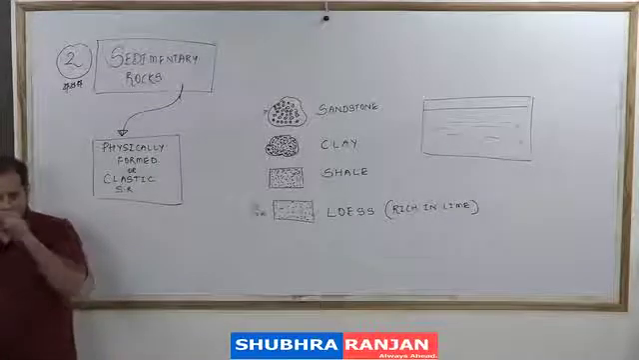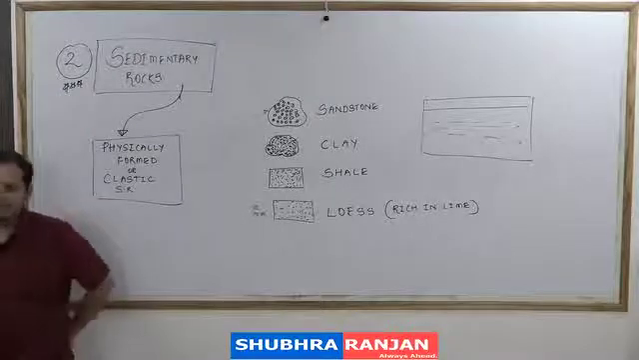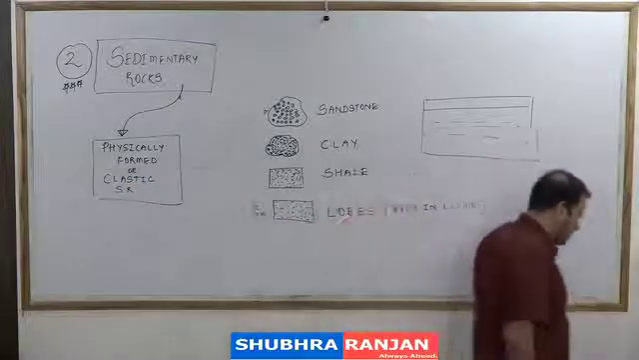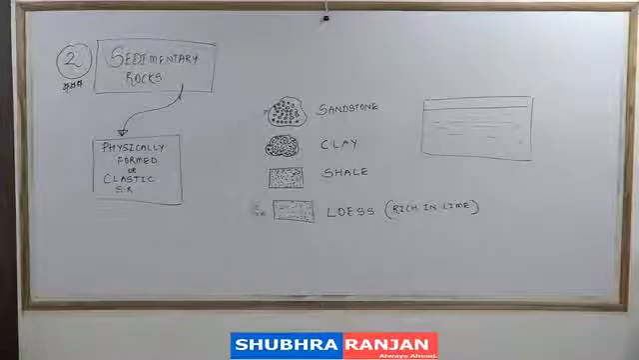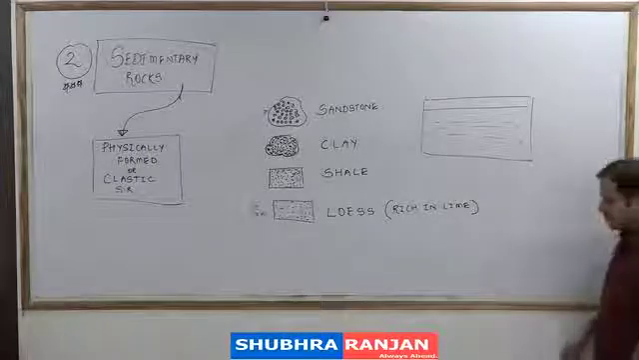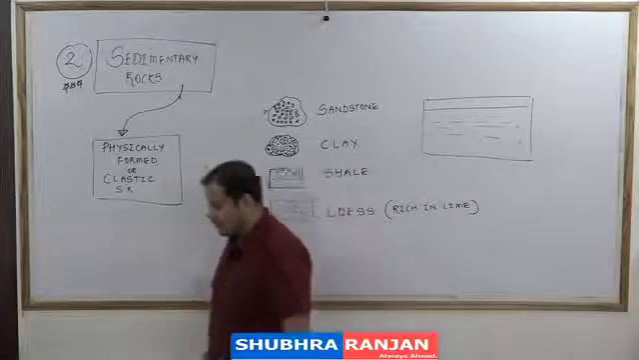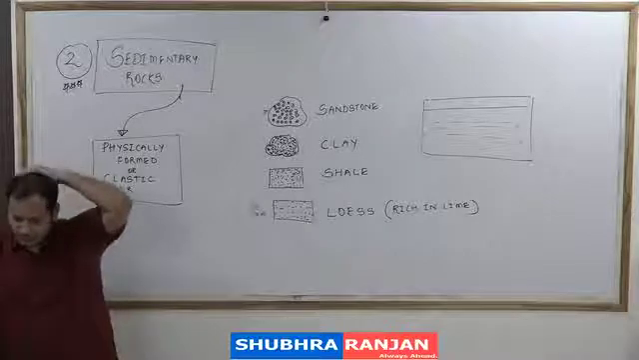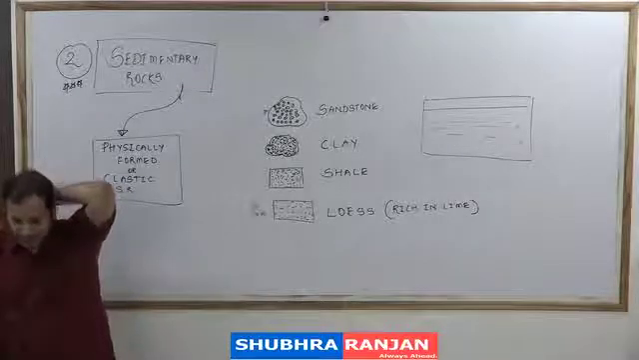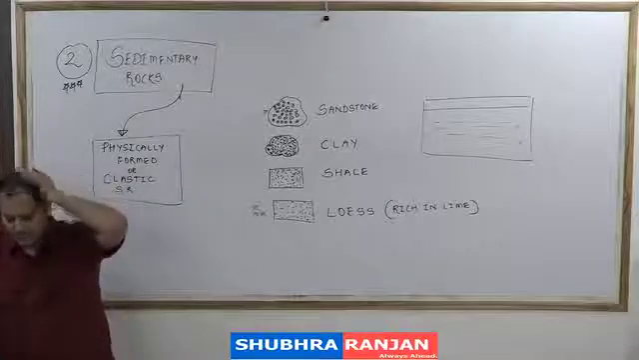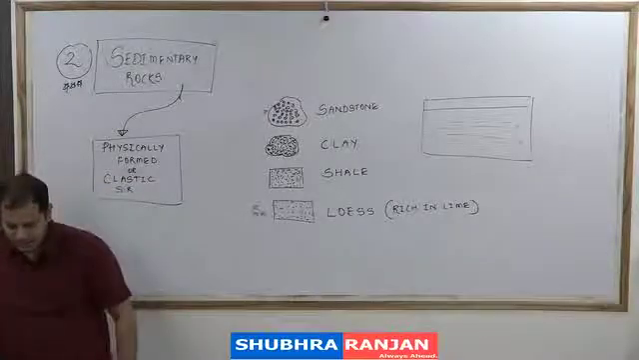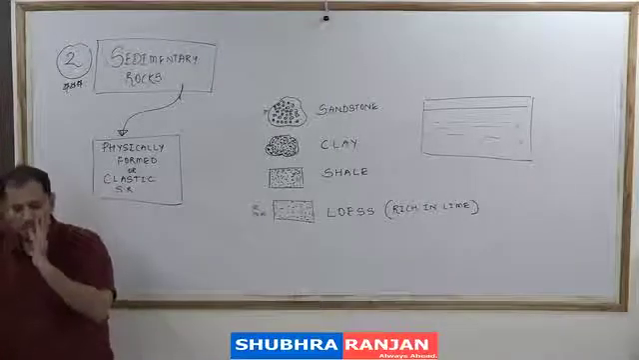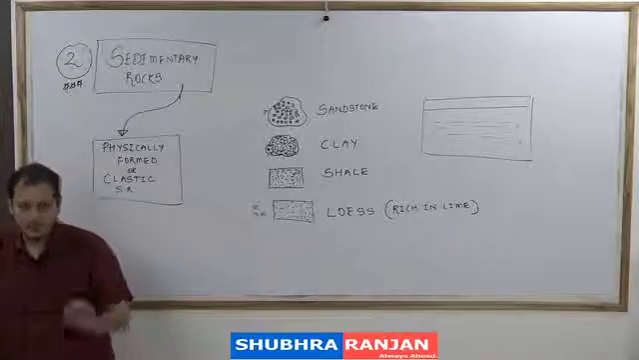Next line. Winds carry large amount of loess deposits, deposit them in the surrounding regions. This entire line will make sense once we draw the diagram. In the surrounding regions, full stop.